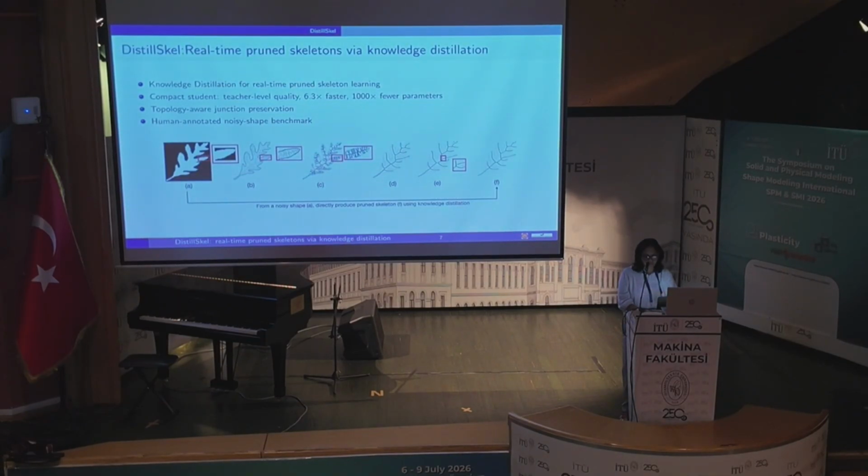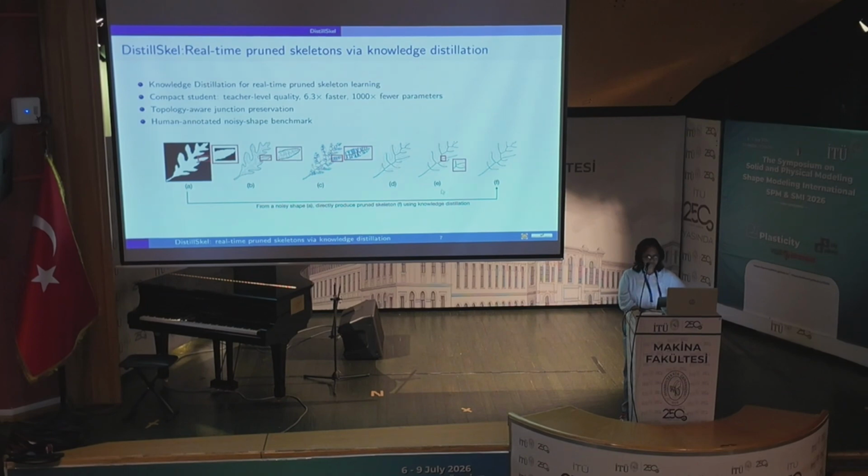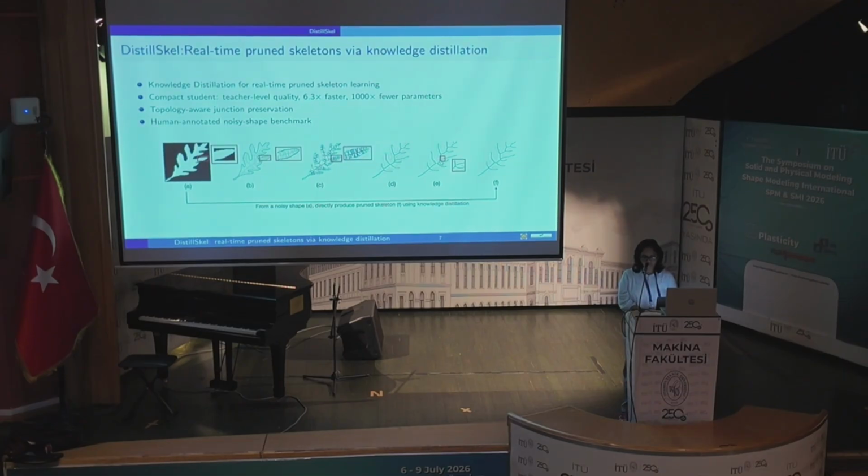So our motivation was to go from a noisy shape directly to a pruned skeleton by learning it. We already had one paper in SIGGRAPH Asia as a technical communication last year, where we were trying to go from a noisy shape to a clean skeleton, called ConfBSNet, but it had junction breaks. To avoid this topology break, we are proposing a topology-aware junction preservation loss.